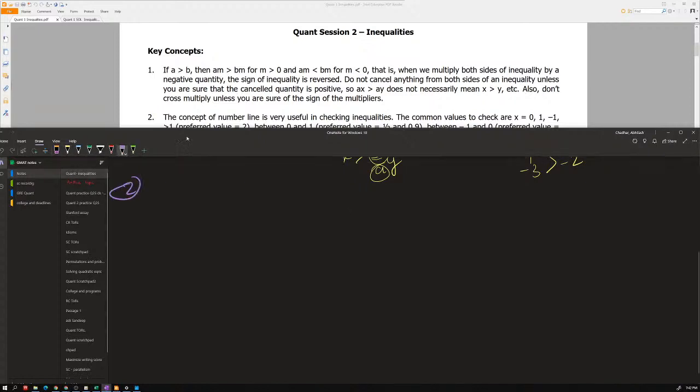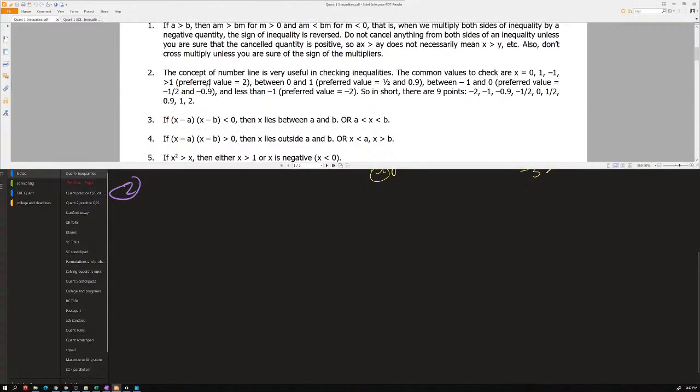Right, this is the second concept. This says that the concept of number line is very useful in checking inequalities. The common values to check are 0, 1, and minus 1. Greater than 1, the preferred value is 2. Between 0 and 1, the preferred values are 1 by 2 and 0.9. Between minus 1 and 0, the preferred values are minus 1, minus half, and minus 0.9. And less than minus 1, the preferred value is minus 2. So in short, there are 9 points, right? So what does this say?